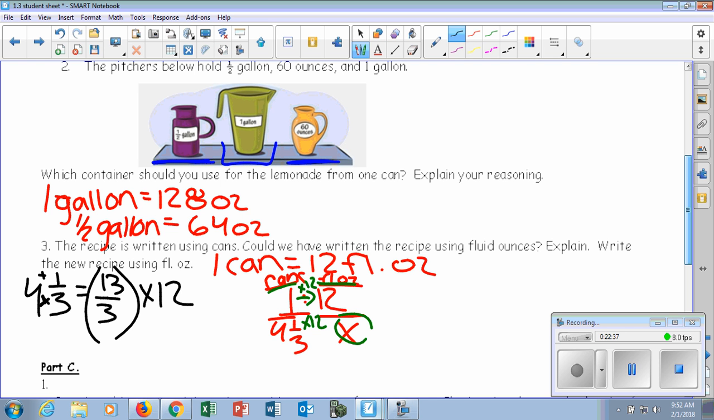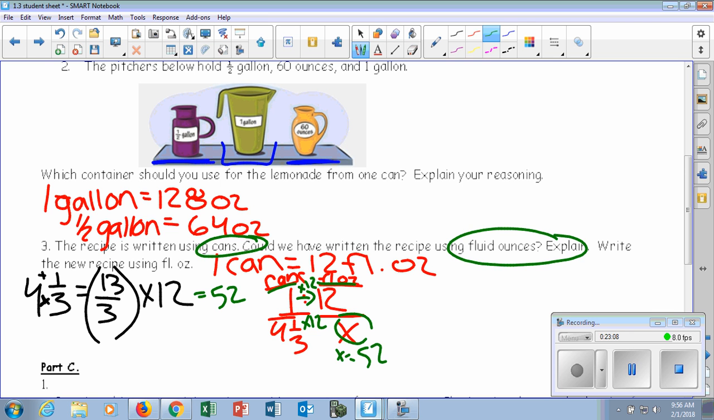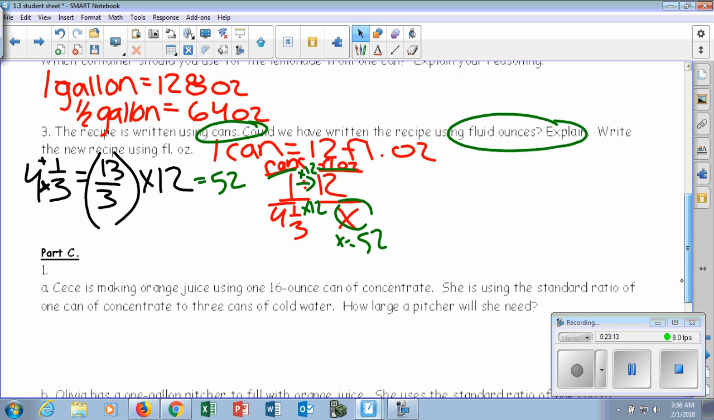Okay, so I will give you a minute just to practice that on your calculator so you can see how that works. So now we see when we practice it on our calculators that if we were to multiply 13 over 3 times 12, that would give us our 52, which is what it would be under my x equals 52. That's how many fluid ounces it would be, which is what we're converting it from. We converted it from cans, my 1 over 4 1/3, to my fluid ounces. Any questions as to how we did part B? No? Let's go on to part C then.